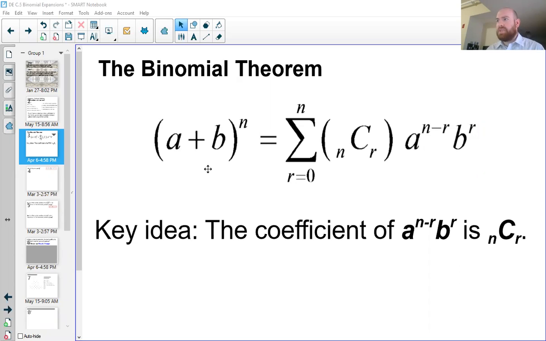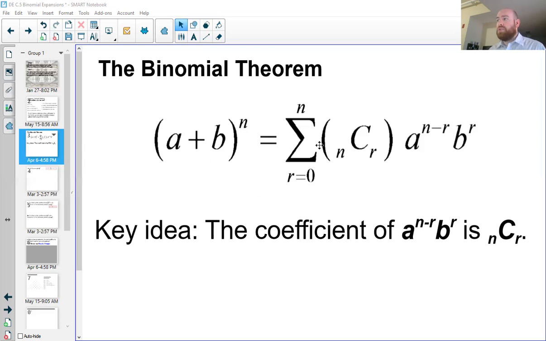So a plus b is just two numbers. One of them will often be a variable. Sometimes both of them will be variables. And we're raising that sum, that binomial, because it's two numbers, to the power of n, where n is just some exponent, some number 0, 1, 2, 3, 4, and so on. It could be 100, it could be 1,568, any number.